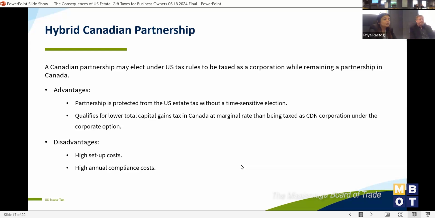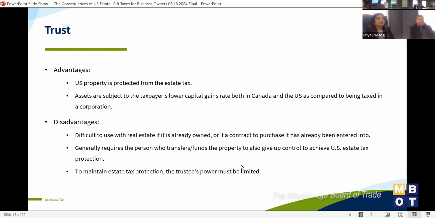Right. So the next structure, which is very common in Canada especially, is a trust. It's very complex. We would just try to talk a little bit about it. There are a lot of various types of trusts that can be considered when you are bringing US real estate in the picture. We can cover that briefly, but if it is applicable to you, we can certainly discuss offline.